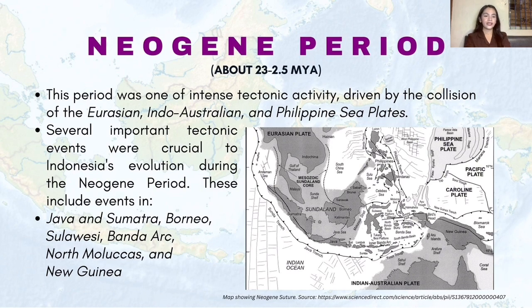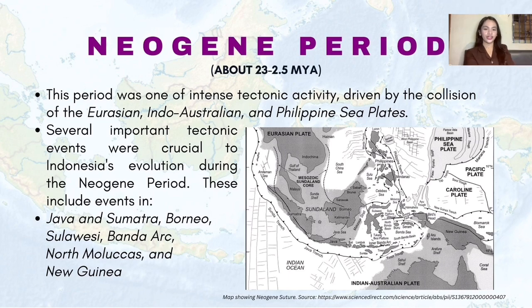This led to the formation of the volcanic arc that runs along Java and Sumatra, characterized by numerous active and extinct volcanoes. The ongoing collision continues to cause significant earthquakes and tsunamis in the region. The collision also resulted in substantial uplift, creating the high mountains of Java. Next, we have the Borneo.